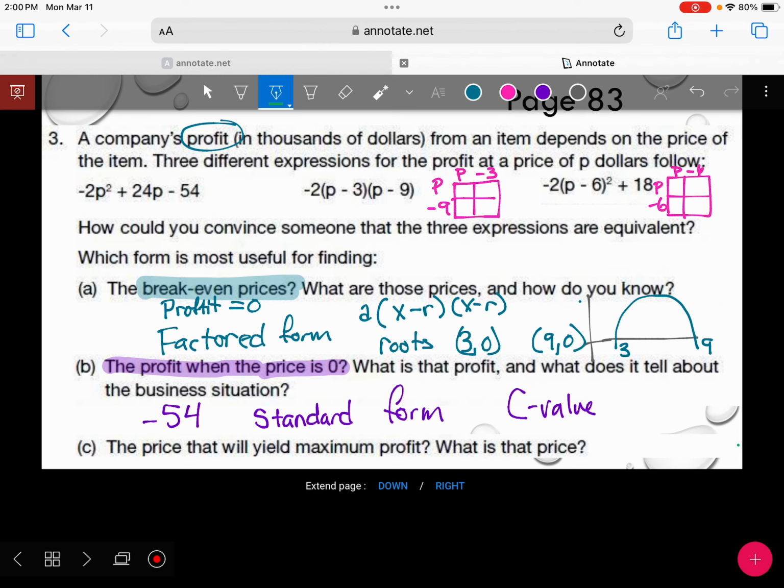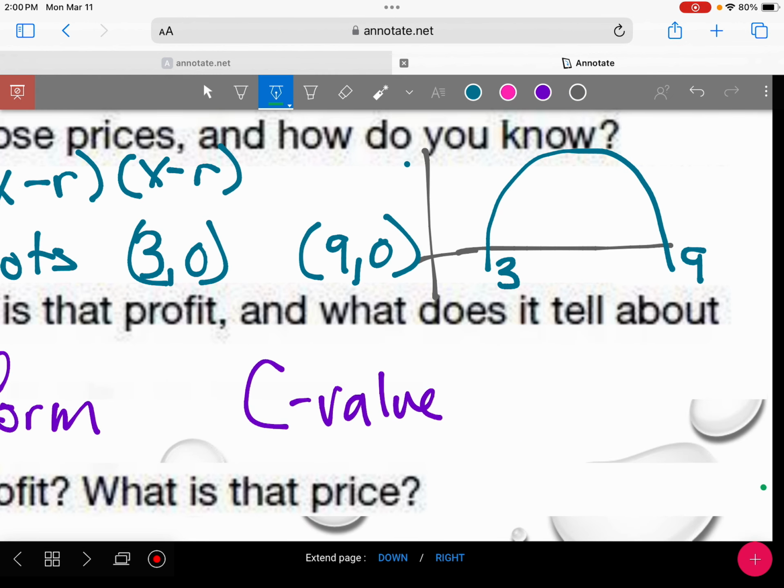Because vertex form of the equation is y equals a(x minus h) squared plus k. Our vertex form is (h, k). We also can spot here our vertex is halfway between our 3 and 9. So we know it's right at that 6. So it's a great way to kind of double check it. So what is the price that's going to lead us to the maximum profit?